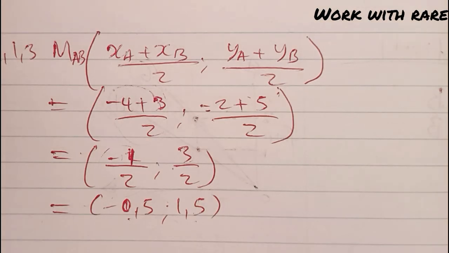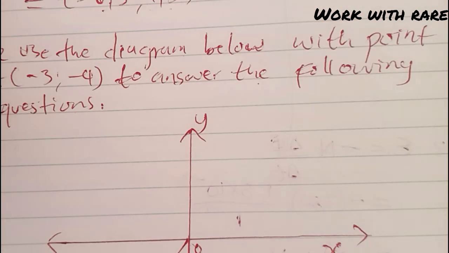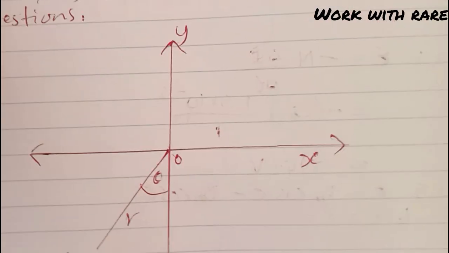Okay, so let's go to the next question. I hope you all understand this. This is a midpoint of AB, right? So let's go to the next question. Yeah, so 1.2, it says use the diagram below with a point A. Point A is given as -3 and -4 to answer the following questions. And we are given a sketch there.